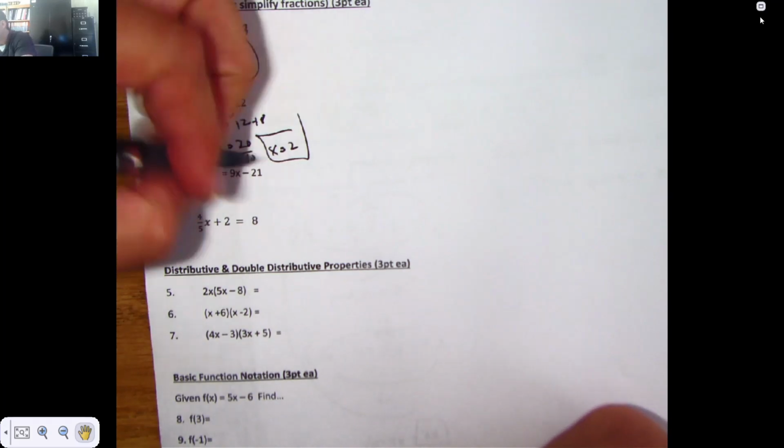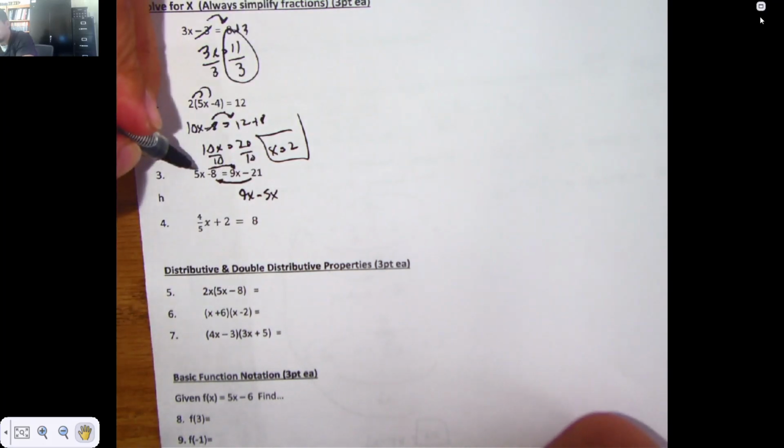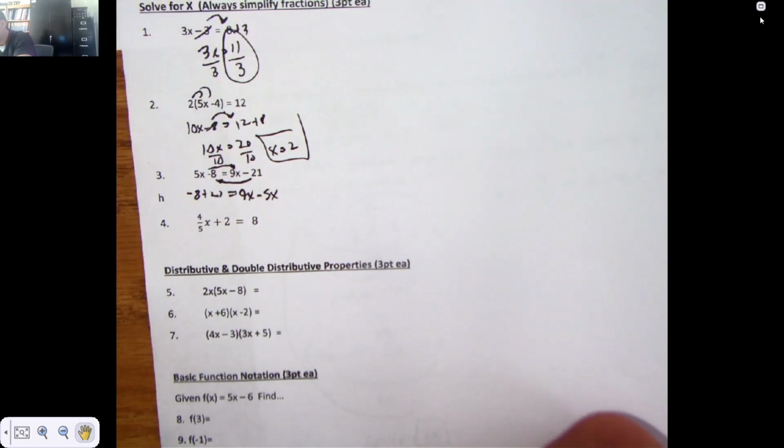Number 3, x is on one side, numbers on the other. Just move your x's one place and move your numbers to the other. The right-hand side would become 9x minus 5x because we're going to change sign when we jump equality. And the left-hand side would become -8 plus 21.